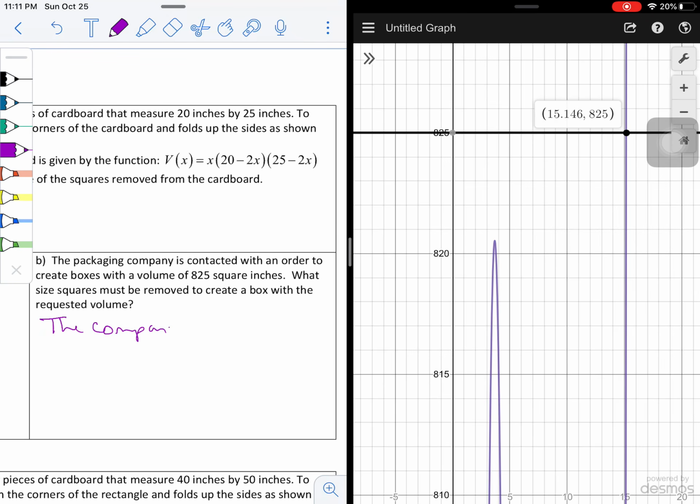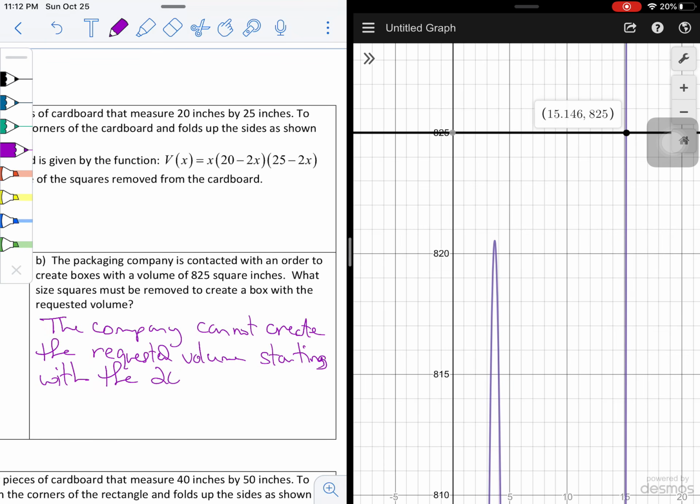The company cannot create the requested volume starting with the 20 by 25 inch cardboard rectangle.